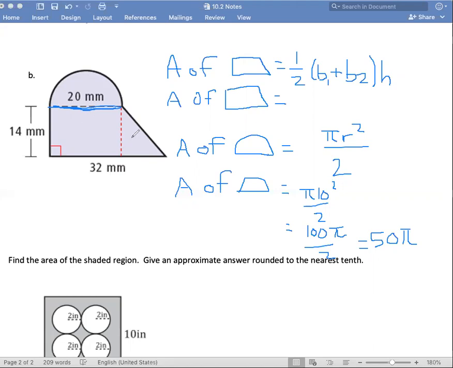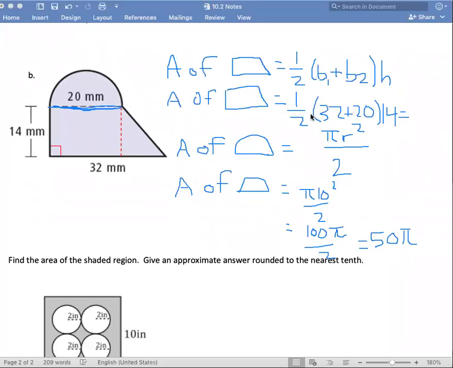If you think back to your notes from before spring break, we learned that the formula for the area of a trapezoid is 1/2 base 1 plus base 2 times the height. So I want you to pause the video and see if you can go ahead and plug in these values for this trapezoid right here at the bottom of the figure.